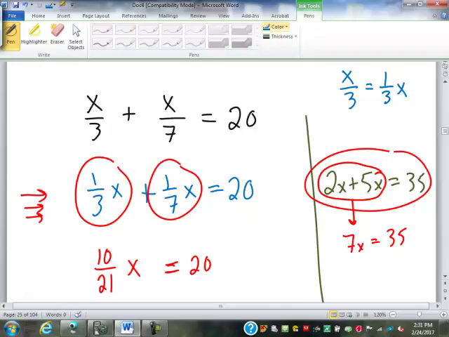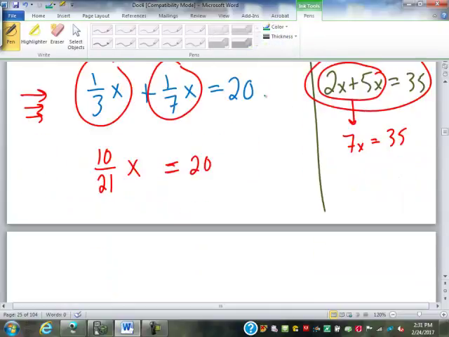Now that I've combined those, I can go ahead and solve the equation. What's my only step that I have to do to solve this equation? Division. Perfect. We're going to divide by the 10/21. So the 10/21 cancels out. I have x here. 20 divided by 10/21 is 42.